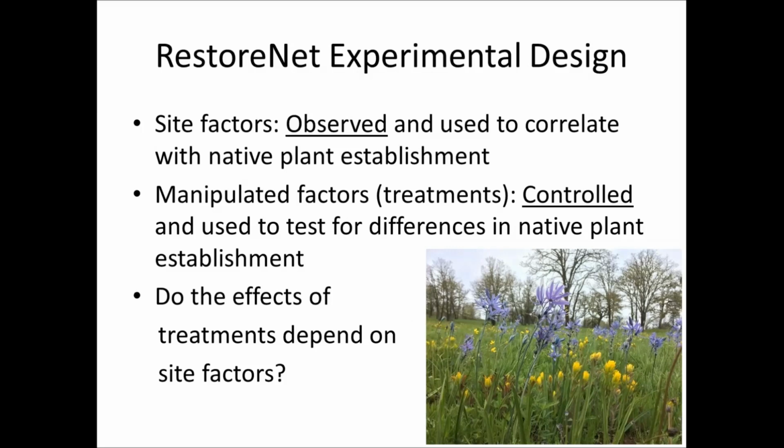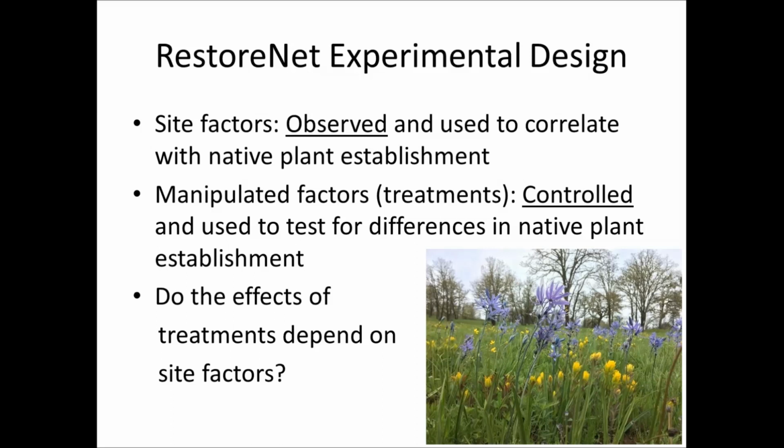So getting into the RestoreNet experimental design, there are a number of factors we want to look at. Some of those are site factors, and those are things that we observe and are used to correlate with the native plant establishment and community development. So those sorts of site factors could be factors associated with the soil or the weed seed bank, and also the weather year, the timing of when seed is put down. Those are things we'll handle as observed corollaries with establishment. The experiment, though, will also manipulate some factors. And the factors we want to manipulate are those that we can control. And those are used to test for differences in native plant establishment that are due to the factors we can control.